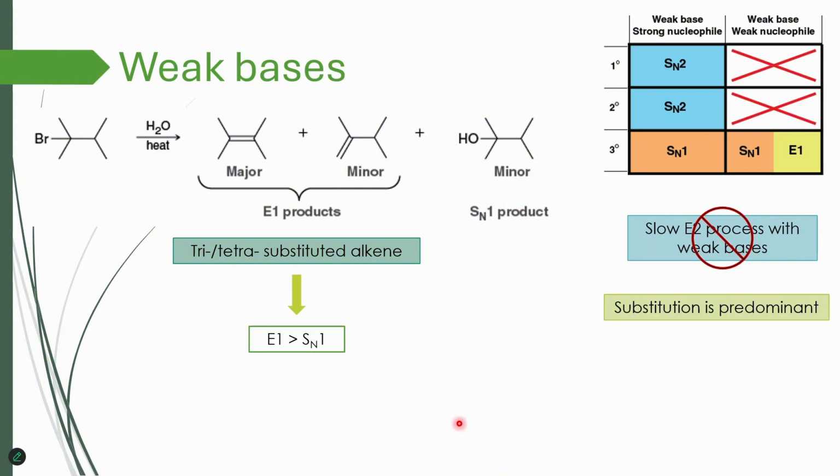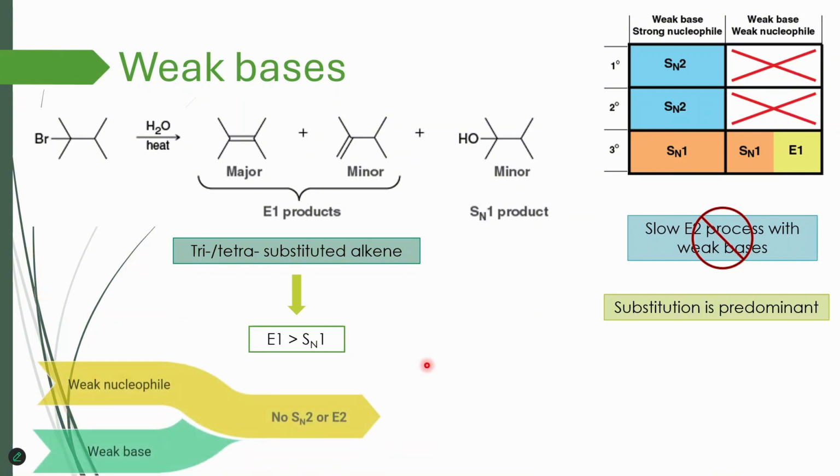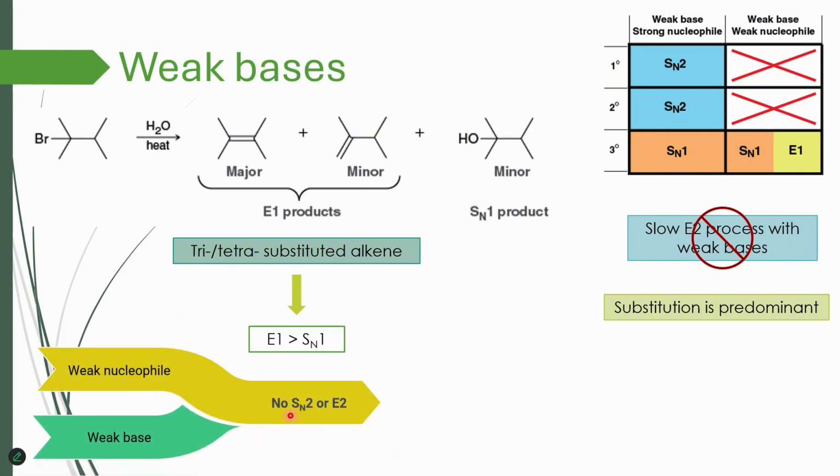So usually these reactions are quite slow. That's why you often require heat. Whenever you see heat, that usually means you have this weak base and weak nucleophile. So you need to have some kind of energy in order to make sure that this reaction goes to some extent. And as I said, when you use weak nucleophiles and weak bases, you don't have any SN2 or E2, like this part.